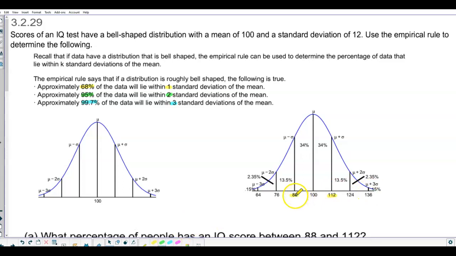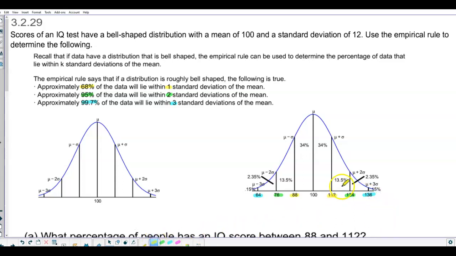And then if we want to go another standard deviation below the mean, we're going to subtract another 12 from 88 to get 76. And over here, we're going to get 124. Then if we go three standard deviations from the mean, we subtract another 12 from 76 to get 64, and adding 12 to 124 gives us 136.